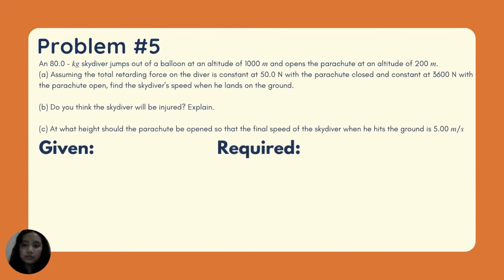Next, before we start solving, we should first follow the GRS format or the given, required, and solution format. First, the given, we have 80 kilograms as our mass, y1 or our first altitude which is 1,000 meters, our y2 or our second altitude which is 200 meters, f1 which is 50 newtons, and f2 which is 3,600 newtons.